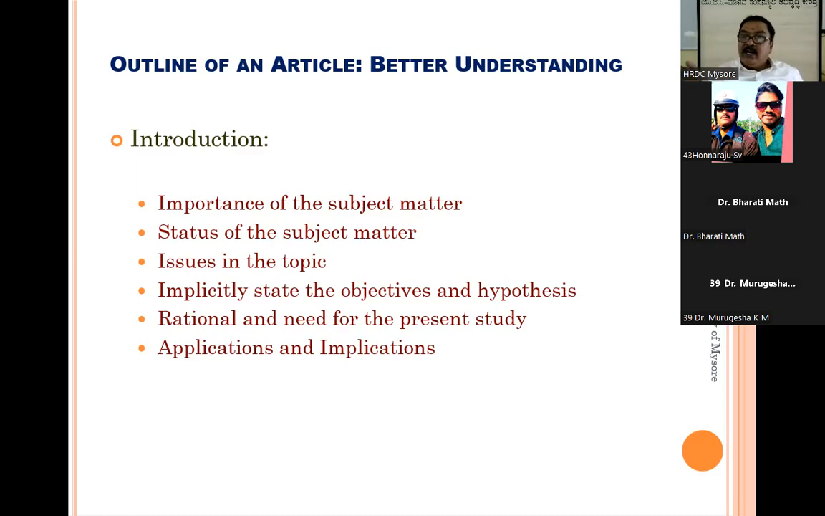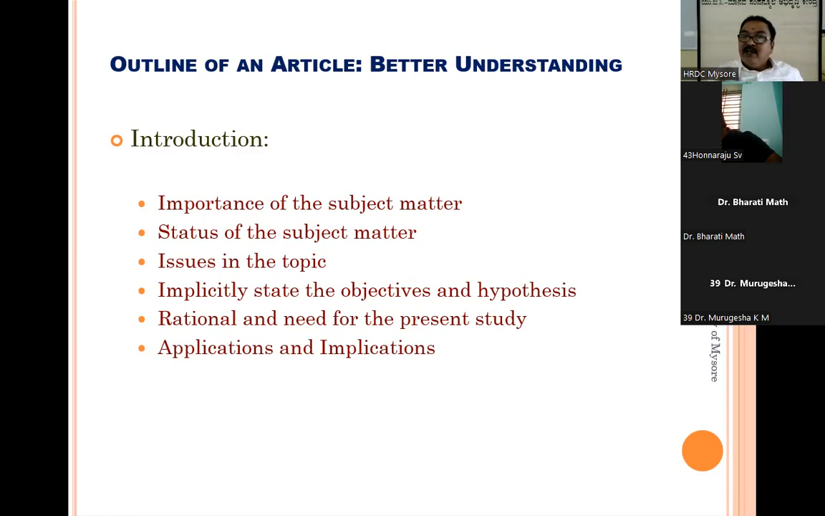And you also state the status of the subject matter. For example, if I talk about consumption, what is the consumption level in India? What are the different types of consumption in India that can be discussed? What was the consumption in 1940-45? What is the consumption expenditure today? What was the saving rate 20 years back? What is the saving today?